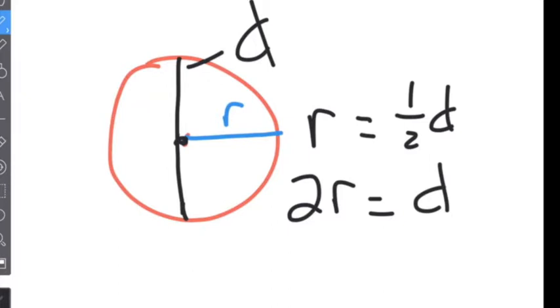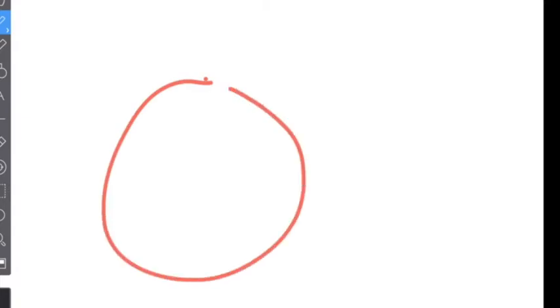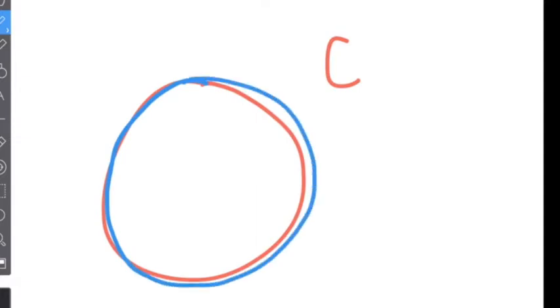Next thing that we need to know is circumference. Circumference is around the circle, all the way around. So it's kind of like, I like to say, the perimeter of a circle. So the circumference is like the perimeter of the circle.